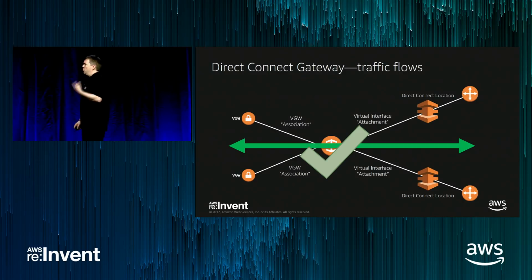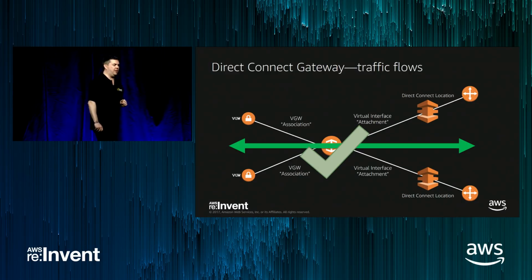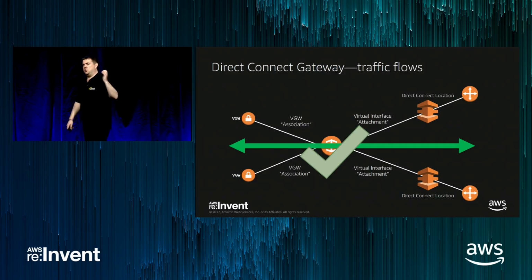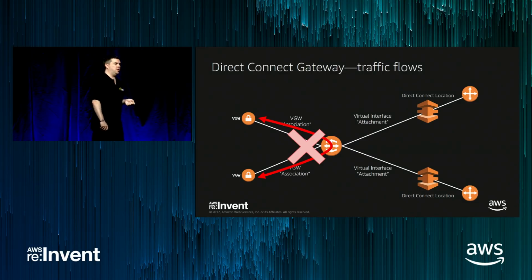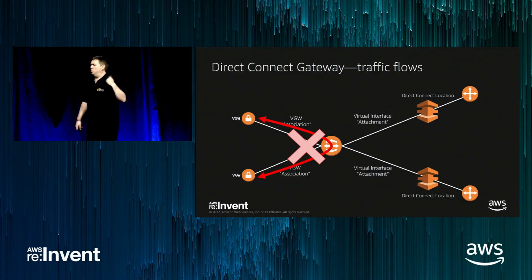So let's look at the traffic flows. This is the same diagram we had earlier. I removed the VPCs from it. But this traffic flow is absolutely fine. We're sending traffic from the left-hand side to the right or vice versa, from a virtual interface to a virtual private gateway. What you can't do is use this to send traffic between two different VPCs. But now we have inter-region peering, you wouldn't need to do this anyway.